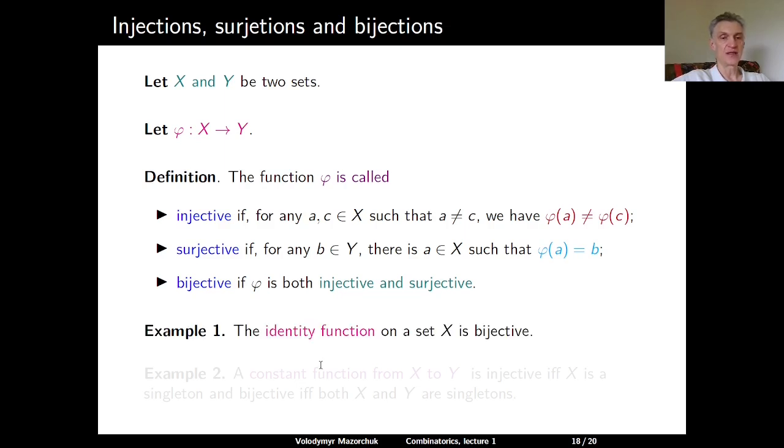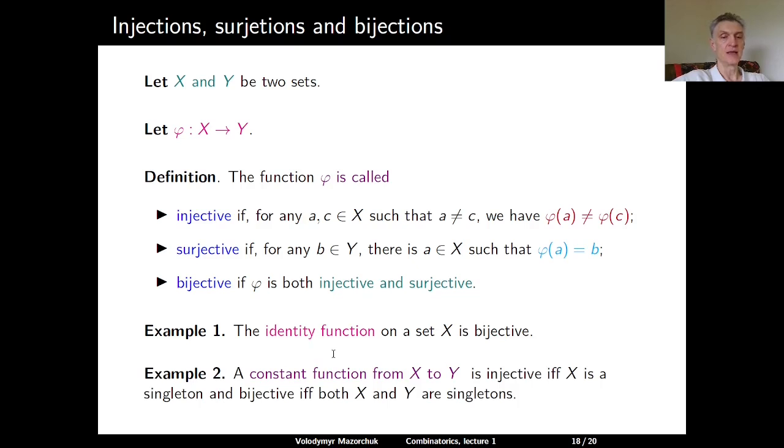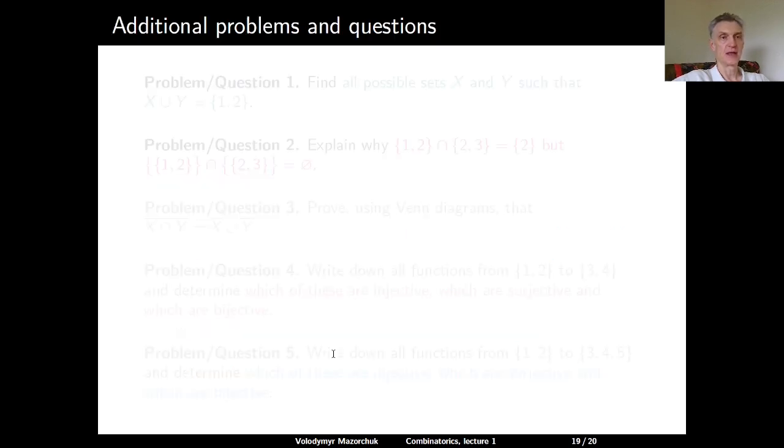For example, the identity function on a set X is bijective. Example 2. A constant function from X to Y is injective if and only if X is a singleton, and it is bijective if and only if both X and Y are singletons.